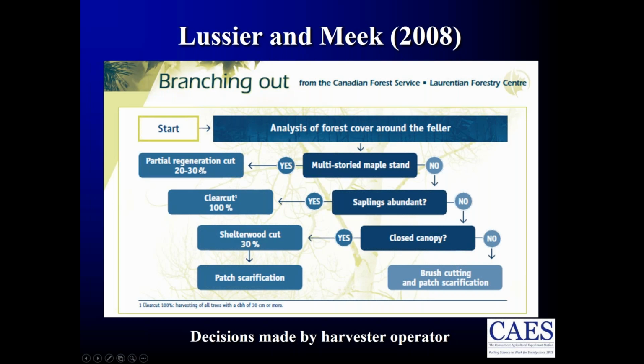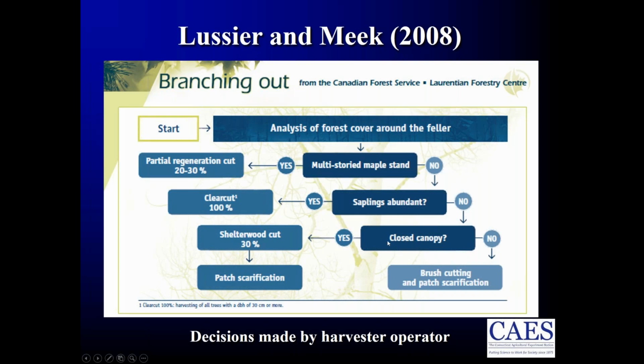So to go through what they did up in Quebec really quick, they said, first, is there a multi-storied maple stand? If there was, do a partial regeneration cut, but let some of the larger maples grow. If you didn't have a multi-storied maple stand, and they're talking sugar maple up there, are the saplings abundant? If they were, cut down all the poles and saw timber, let those maple saplings continue to grow up. Some yellow birch is going to seed in. Used to be we'd get some ash coming in, but not so much anymore.